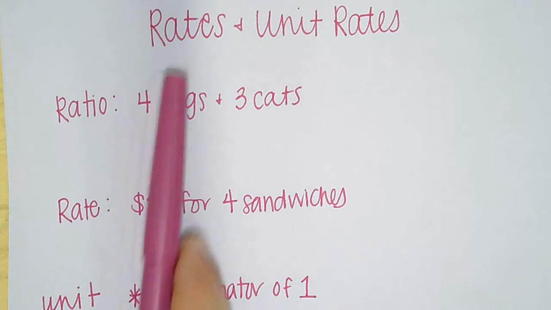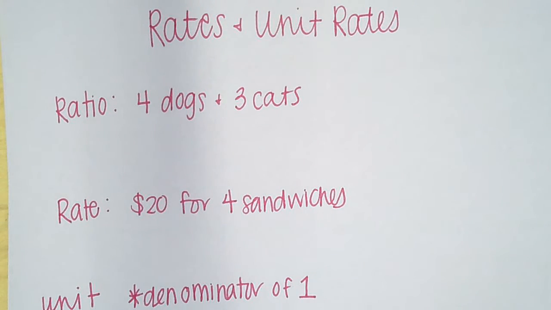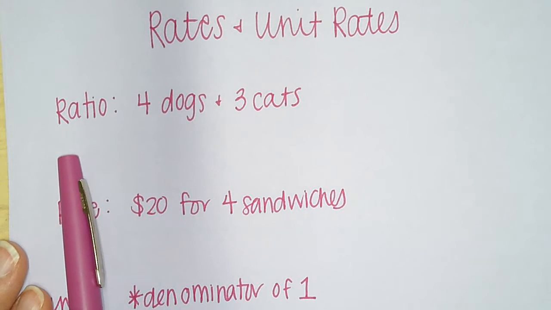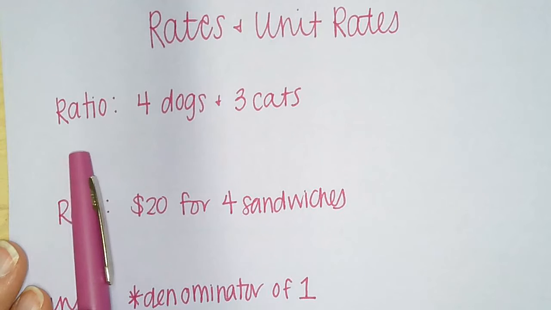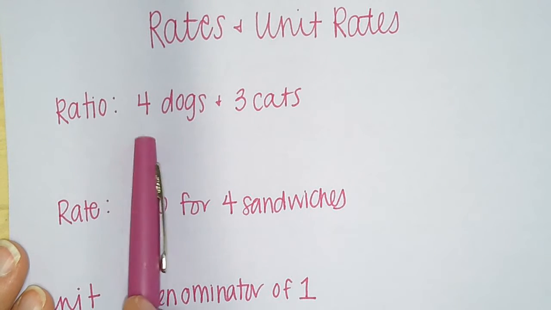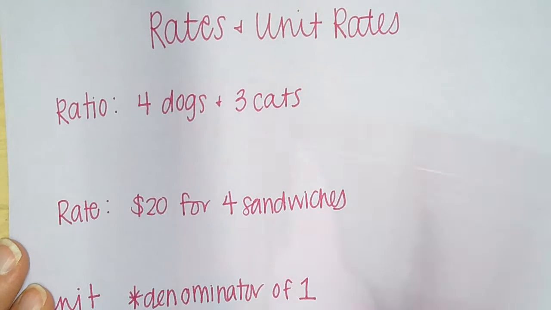Today we are going to talk about rates and unit rates. Let's review what a ratio is before we start. A ratio is a comparison of two things. So here we can say, okay, there are 4 dogs and 3 cats.